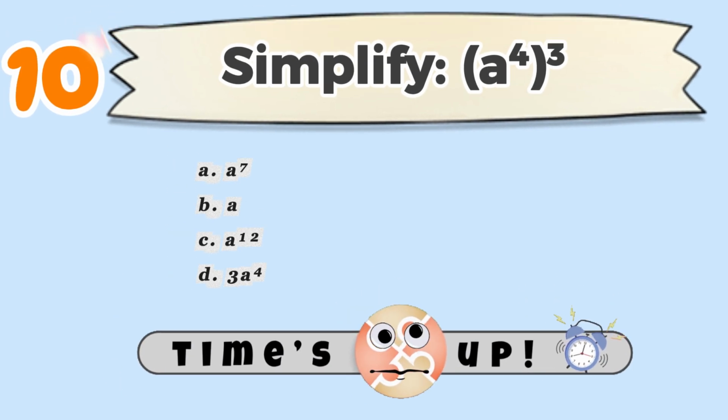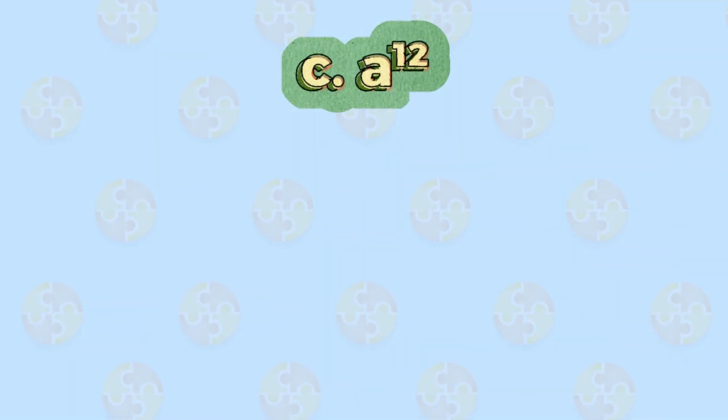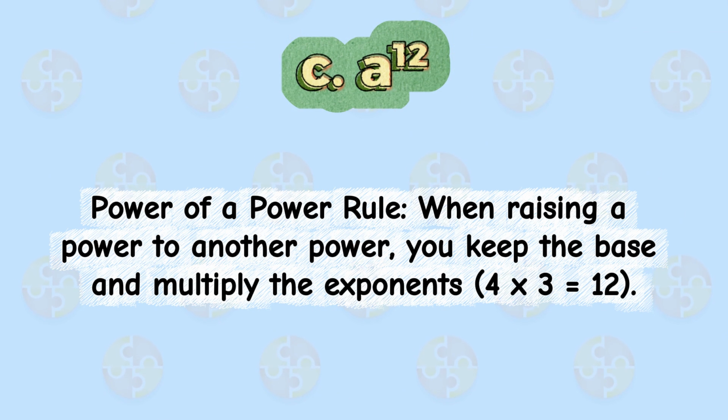The correct answer is C, a to the 12th power. Power of a power rule: when raising a power to another power, you keep the base and multiply the exponents. 4 times 3 equals 12.